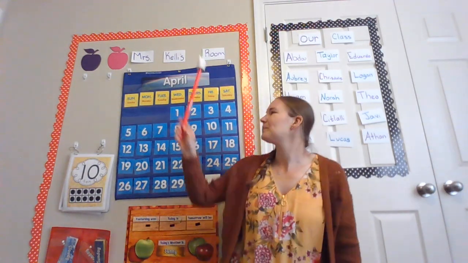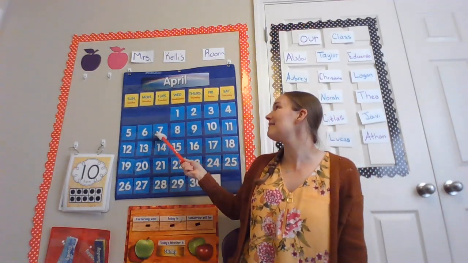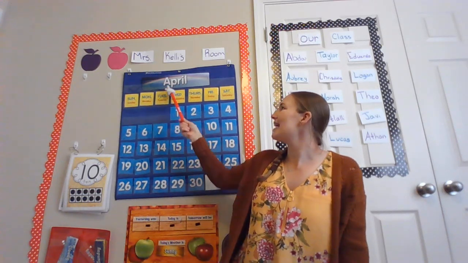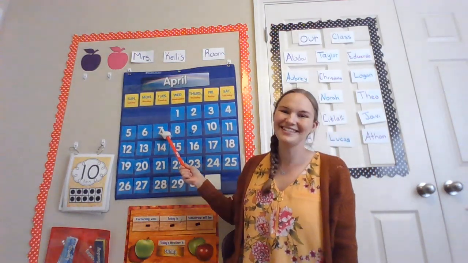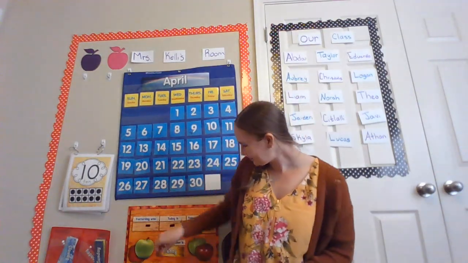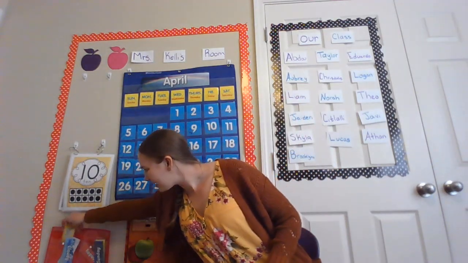Awesome! Now that we know our days of the week, let's figure out the date. Yesterday was the 6th. So today must be the 7th. So today is Tuesday, April 7th, 2019. Can you guys help me? I really need some help. I need your help counting to 7 with me. It helps me remember what day of the week it is and what number it is. Let's count it together. 1, 2, 3, 4, 5, 6, 7. 7th of April. Now that we did that, let's check the weather.